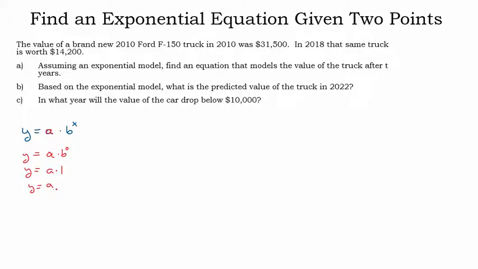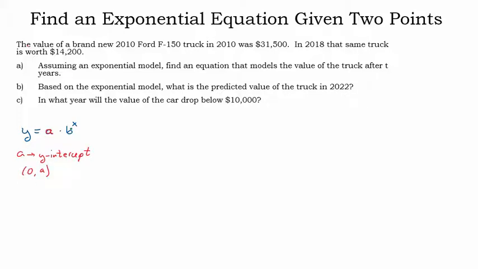So that's basically your y-intercept. That a value is your y-intercept. Okay, let's just write that down. The a value gives me my y-intercept. In other words, the point (0, a) is on your graph.